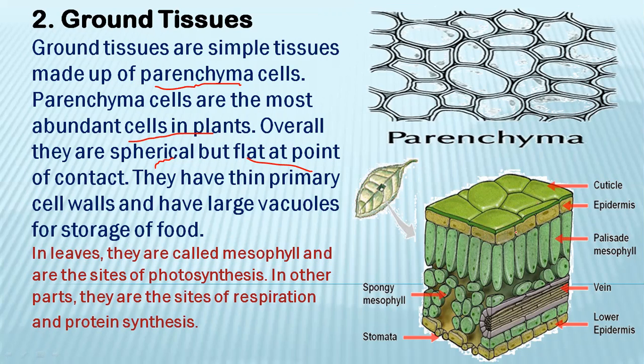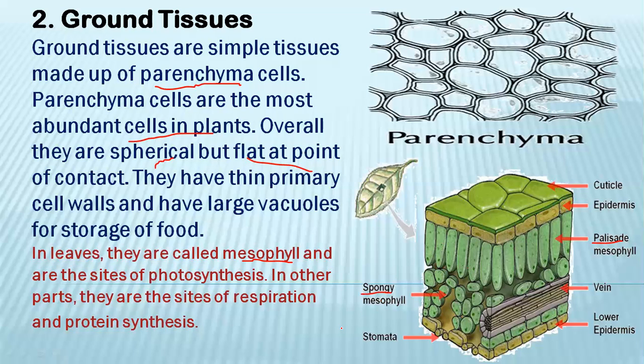This is cuticle, this is upper epidermis, lower epidermis, this is vein, this is called xylem and phloem, this is stomata, and when we just see in the leaves, these parenchyma cells are called mesophyll cells. These are mesophyll cells. These all are green, some are rounded and some are elongated. The elongated are called palisade mesophyll cells, and the rounded ones are called spongy mesophyll cells.